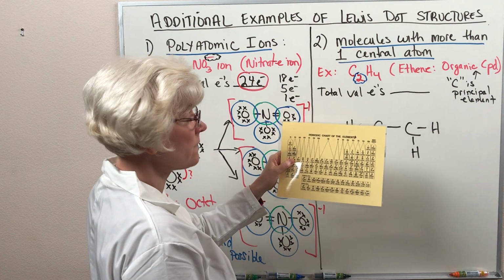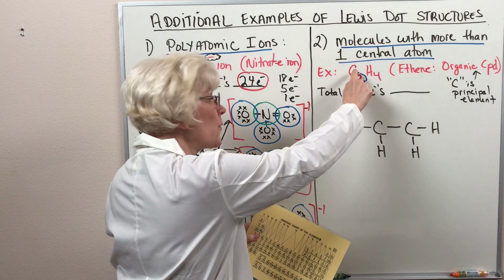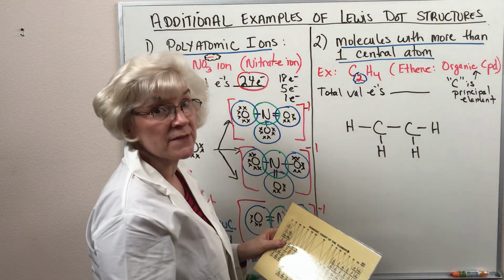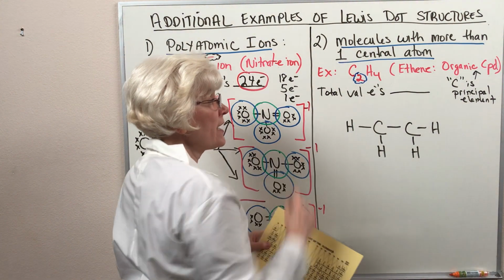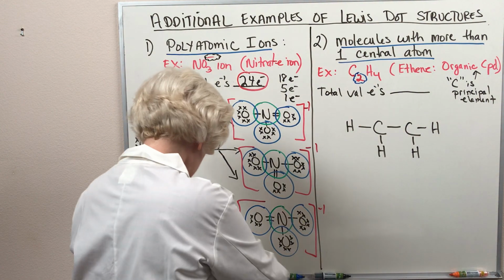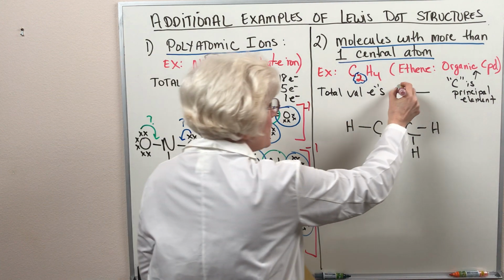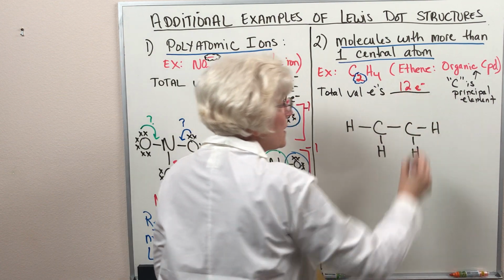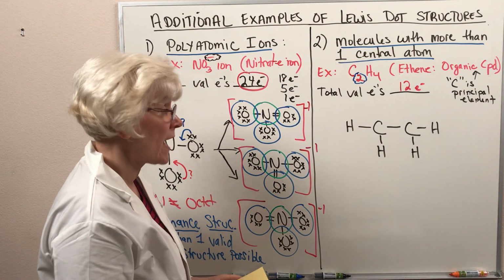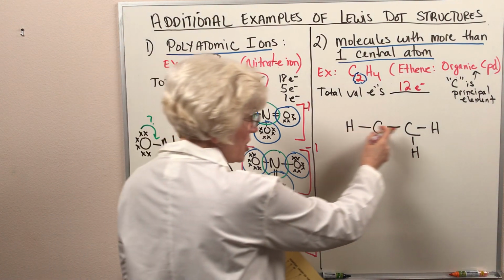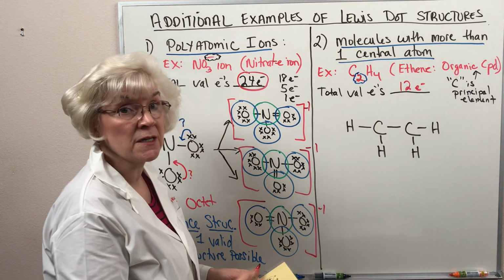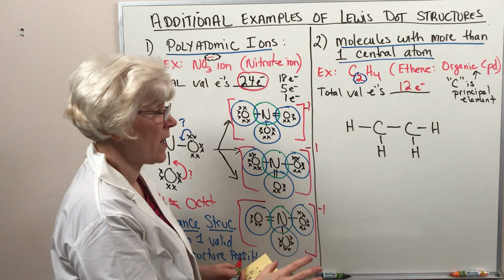Carbon is in family 4A. It has 4 valence electrons and there are 2 carbon atoms, so that gives us 8. Each hydrogen has only 1 valence electron. There are 4 of them. 8 plus 4 gives us a total of 12 valence electrons that our drawing needs to account for. But as we just observed, this drawing is only accounting for 10, not 12.